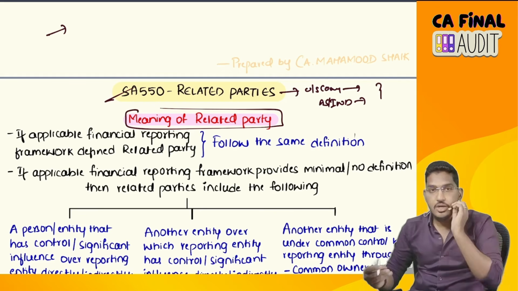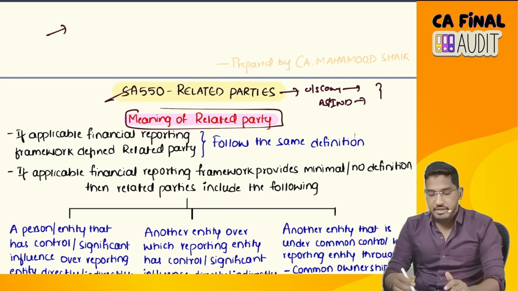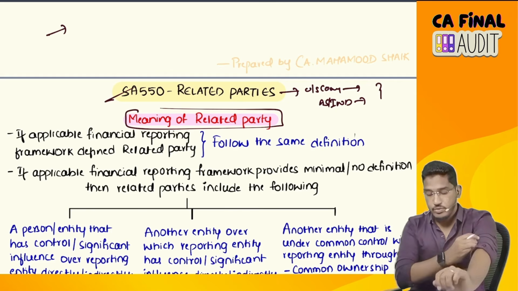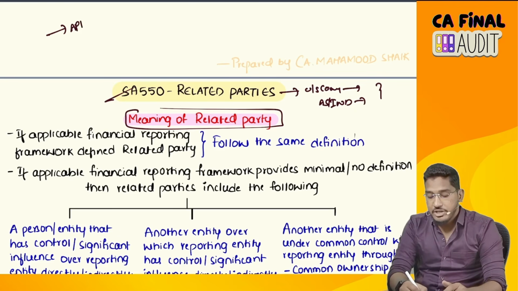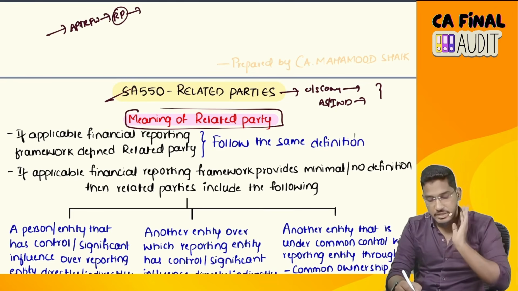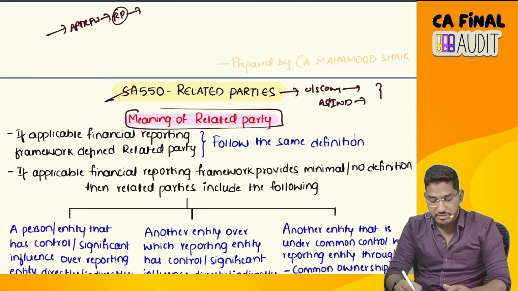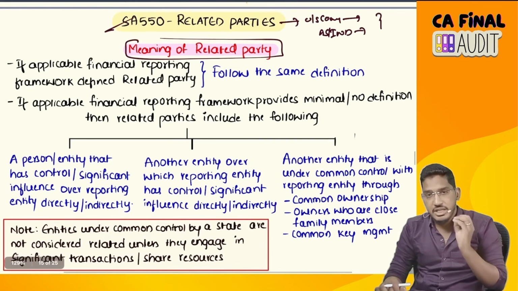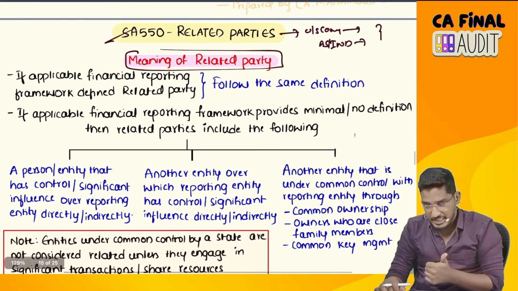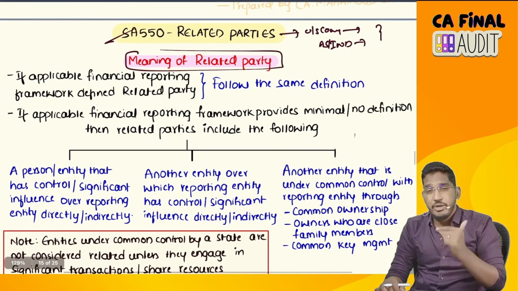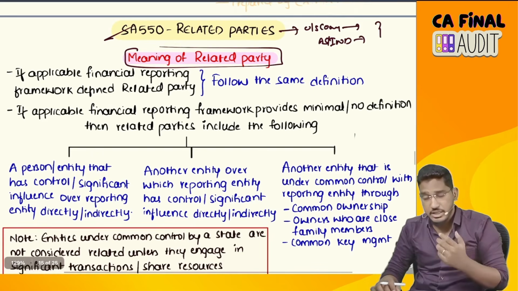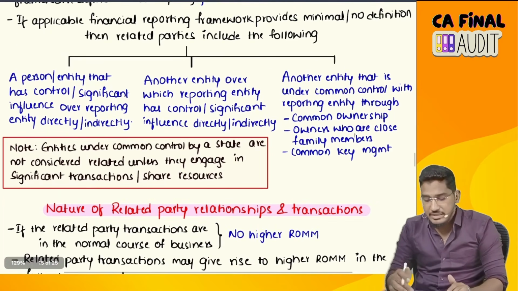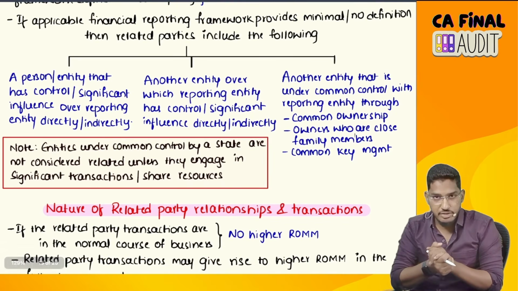Okay, yeah. So, related party. Here SA 550 has also played it safe. They told that if the term related party has already been defined in the applicable financial reporting framework, follow that definition. In case the definition given in the applicable financial reporting framework is incomplete, or the framework does not define the term related party, then this standard has given one definition, and you follow that definition.